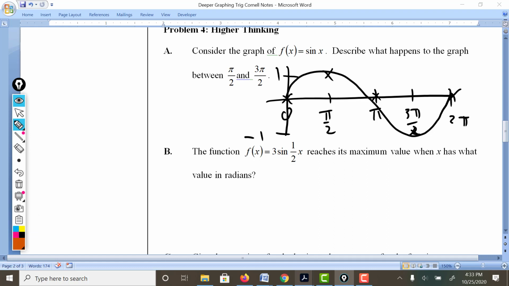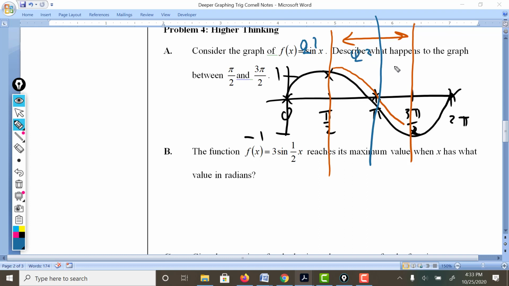The question to you is, what happens between pi over 2 and 3 pi over 2? What happens in this region right here? Well, we'll notice that it's all going downward. It's constantly decreasing. Compare this to the quadrants: from here to here would be quadrant 2, quadrant 3, and quadrant 4. Essentially, it would be like us going through half of the circle, going down through quadrant 2 and quadrant 3.